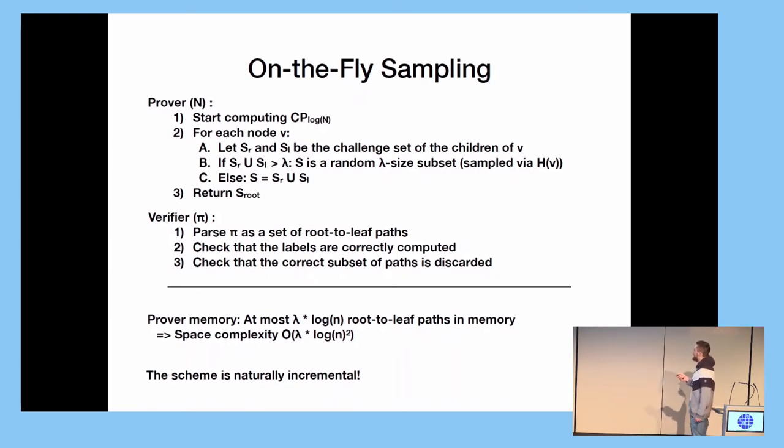Now it's very easy to see that we have at most log n nodes in the memory, and we have at most lambda times log n root-to-leaf paths in the memory. So the space complexity of this construction is roughly lambda log n squared. And this is actually not where the source of inefficiency comes from. I'll tell you in a minute. Oh, and let me highlight that this scheme is naturally incremental in the sense that there is absolutely nothing special about the root node. You could just keep going, right? There is no reason to stop at the root. The paths are already there in memory, and you can just keep going even after the computation. So the incremental feature comes essentially for free.